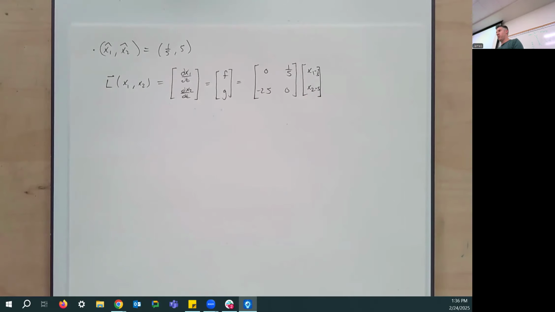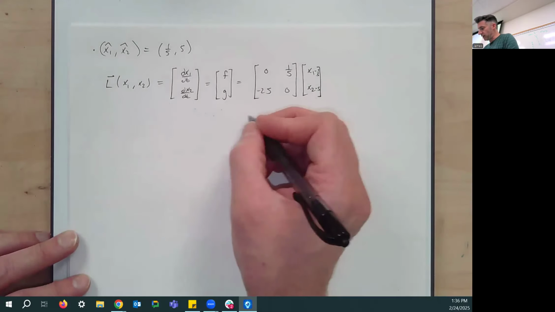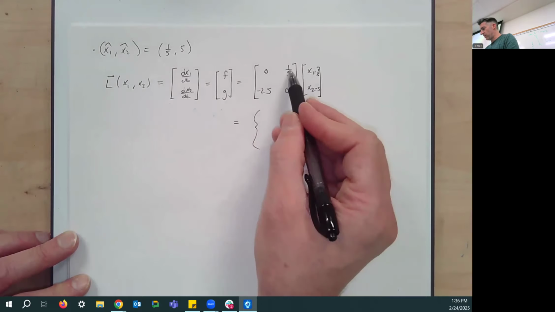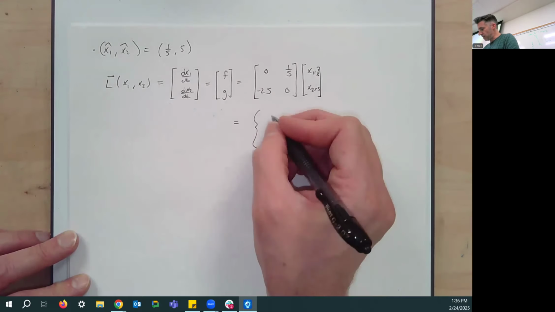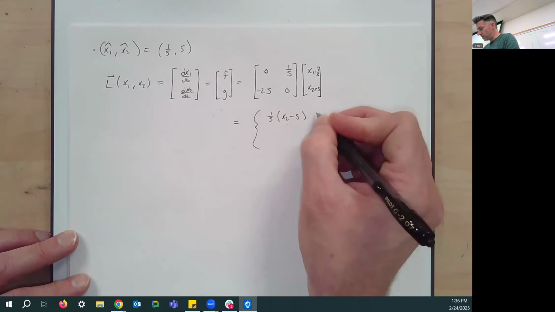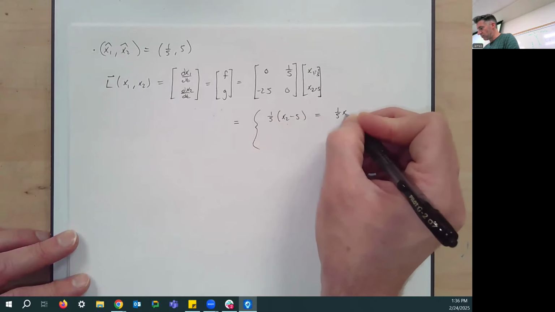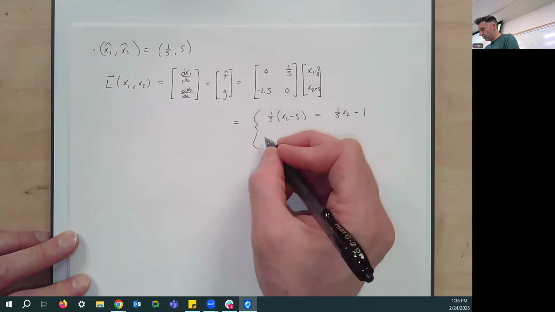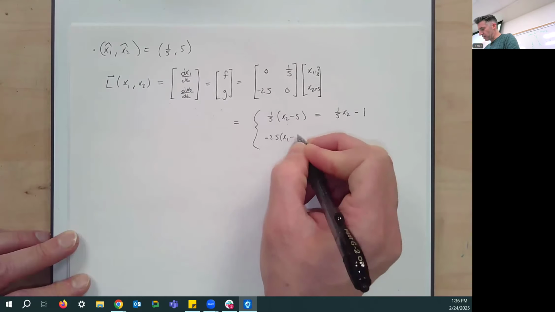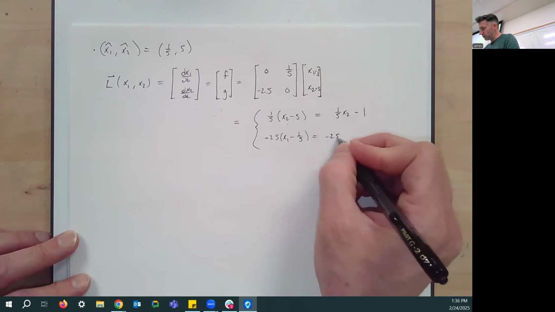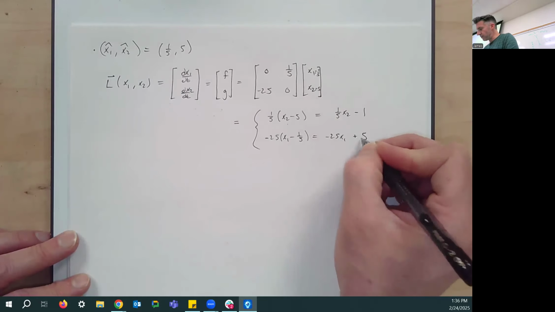I'm going to write this one out, although normally I wouldn't, just so you can see the additional thing. What this looks like is two equations: 0 times that plus 1/5 times that. So it's going to be 1/5 times (x2 minus 5), which ends up equaling 1/5 x2 minus 1. And then -25 times (x1 minus 1/5), plus 0, which is -25 x1 plus 5.